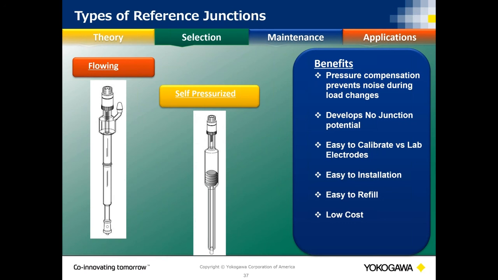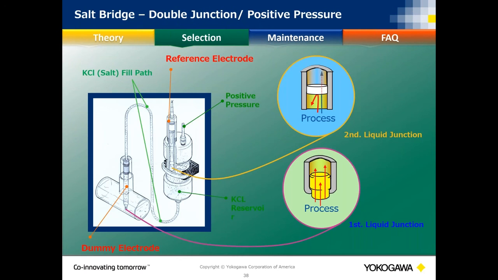These types of sensors are also good for very dirty applications because they plug that junction very quickly. If you have overpressure to the reference, the KCl is forcing stuff into the process, so the process can't come into the sensor and contaminate it. Another type of reference junction that you'll see out there from time to time still is what we reference as a salt bridge.